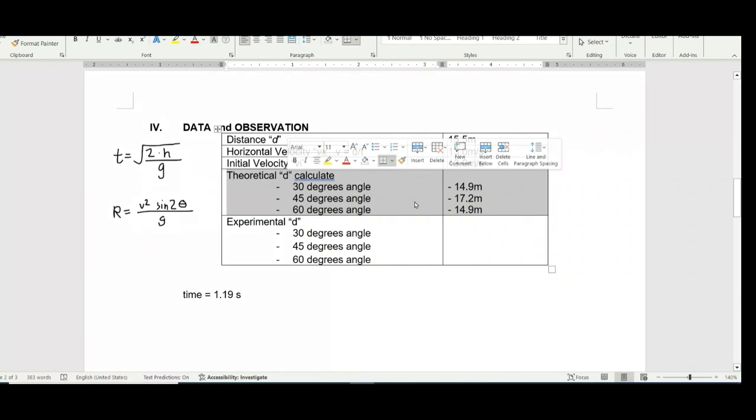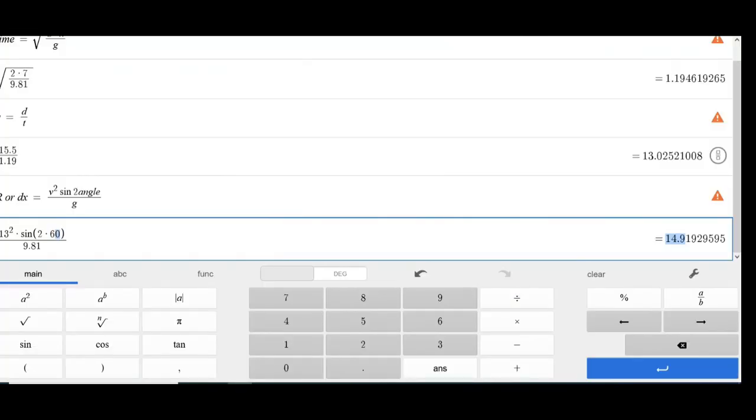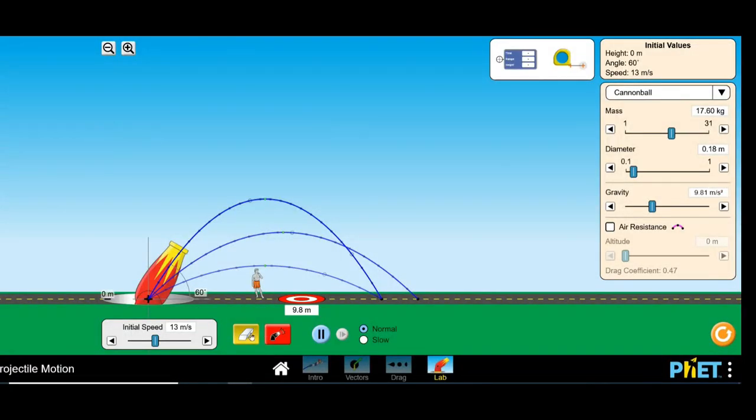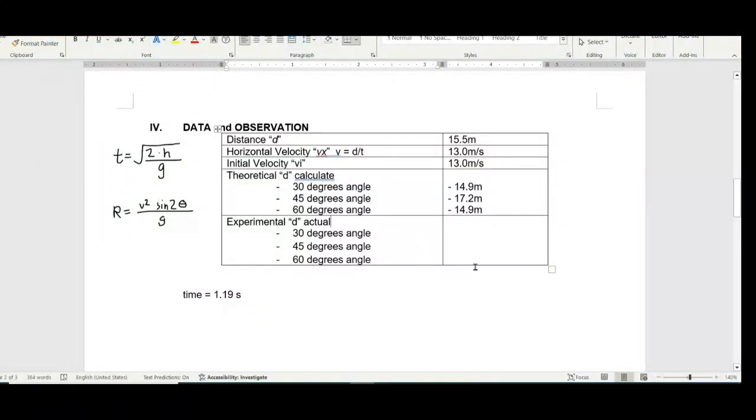But is it the same as my experimental? Experimental is when you actually fire it with your water gun. So after you get your theoretical, you do the experimental or the actual, in which you actually do it. So in my actual here, let's do 30 degrees. And when I fire it, when I measure it, oh, it's actually at 14.9 meters. Is that the same as my theoretical? Yes, because I'm using a simulator.